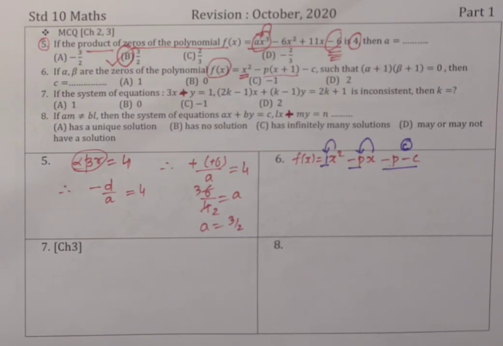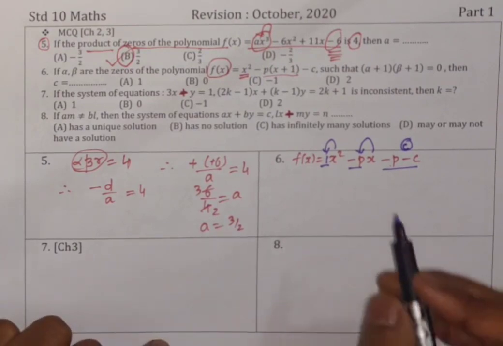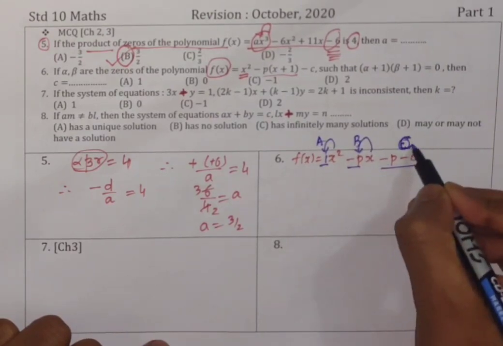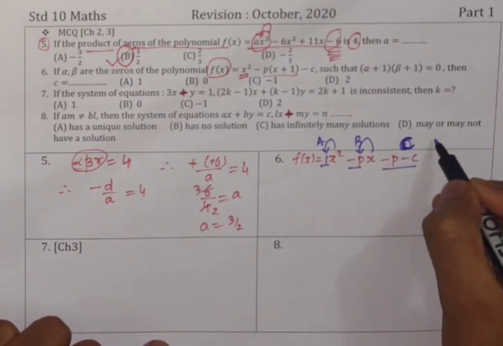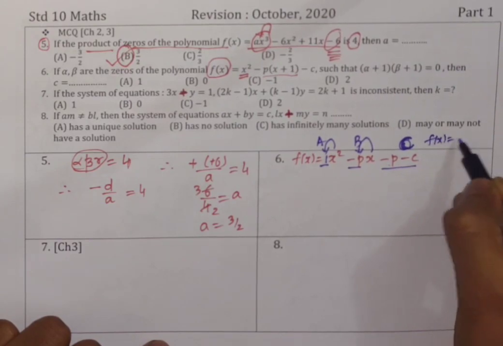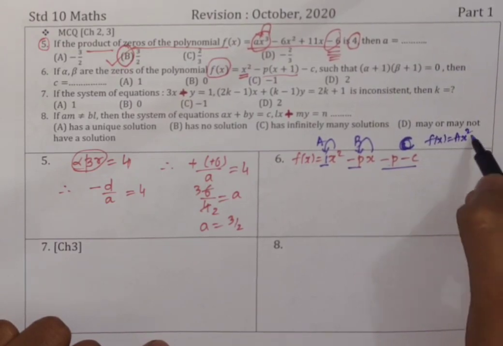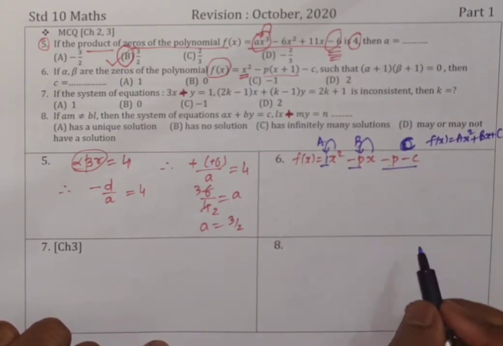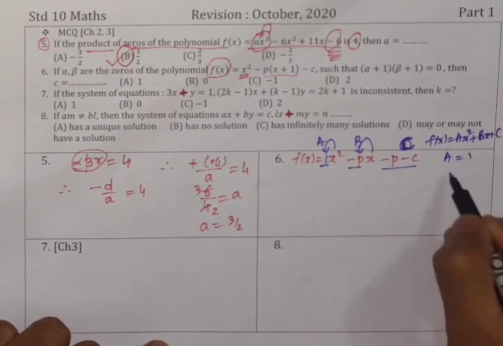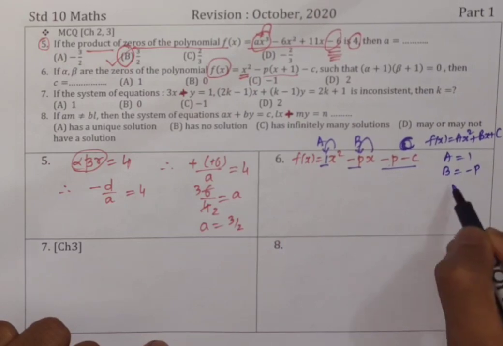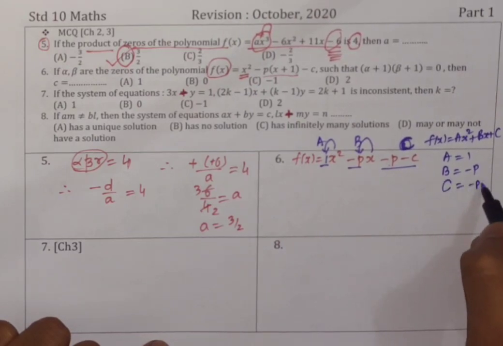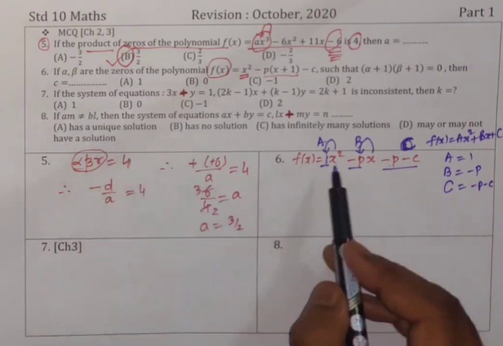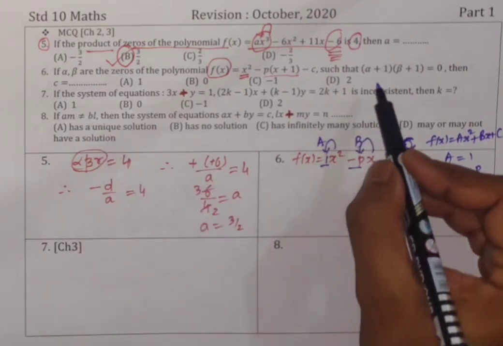Be careful. Okay. If you have any doubt, I am putting capital A, capital B and capital C for this. So polynomial f of x in standard form I have written like this: ax square plus bx plus c, instead of using small letters. So, what is A here? 1. What is B here? Minus P. And what is C here? Minus P minus C, small c. Alright. Now this is in standard form.